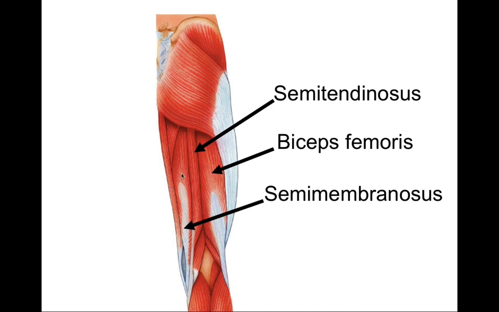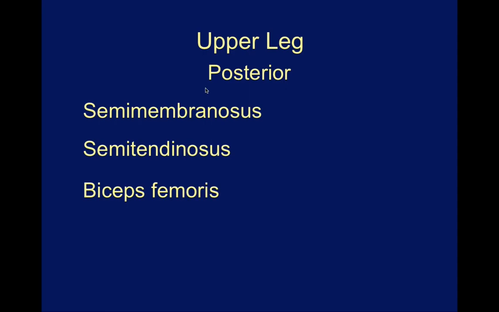And then here on the posterior side of the leg, we'll find the semimembranosus, the semitendinosus, and the biceps femoris muscles. So we only have 3 hamstrings, 3 gluteal muscles, and 3 muscles of the upper arm.